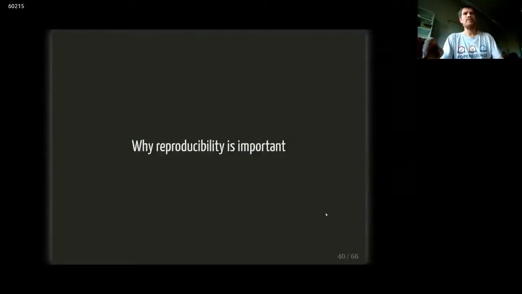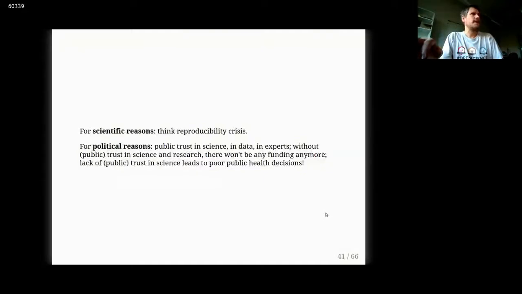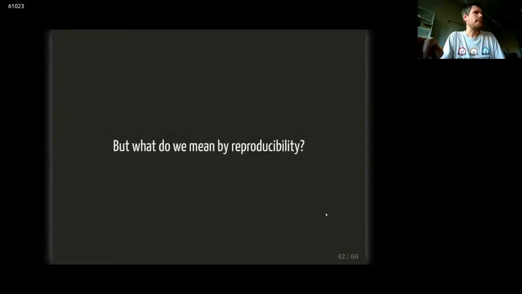So let's move to reproducibility. And why is it important? Well, first, for scientific reasons, right? Think about the reproducibility crisis, but also for political reasons. We need to trust in science. Think of the current situation. Lack of public trust in science leads to poor public health decisions, right? So we need this public trust in science, in research, and in experts.